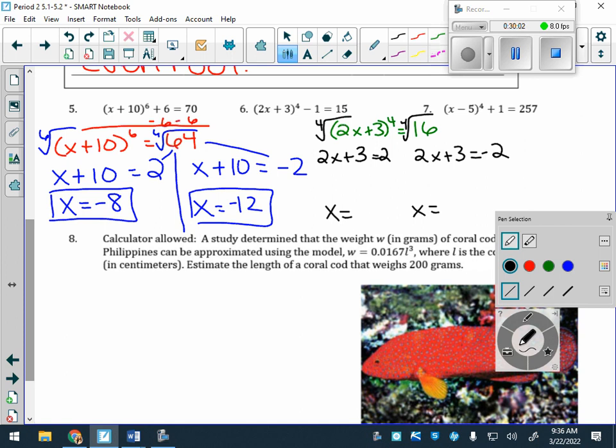What are our two solutions? Good. Okay, try number 7.